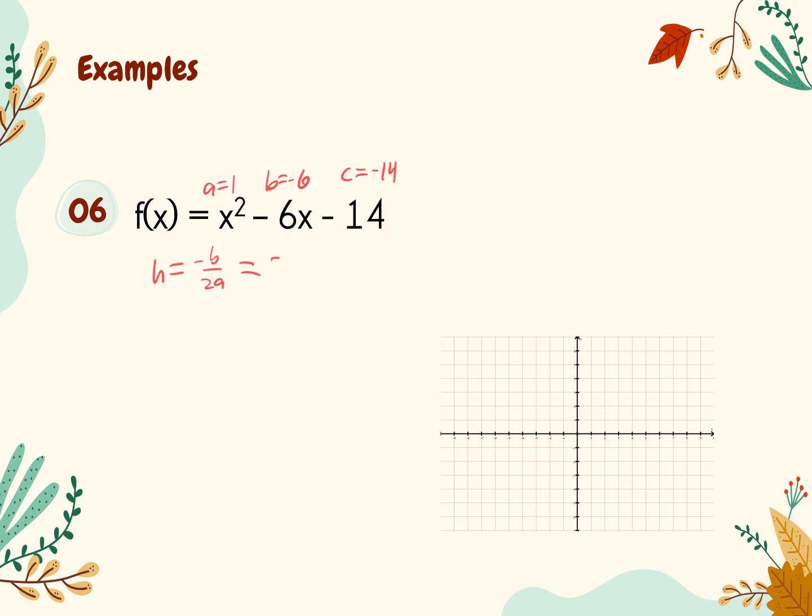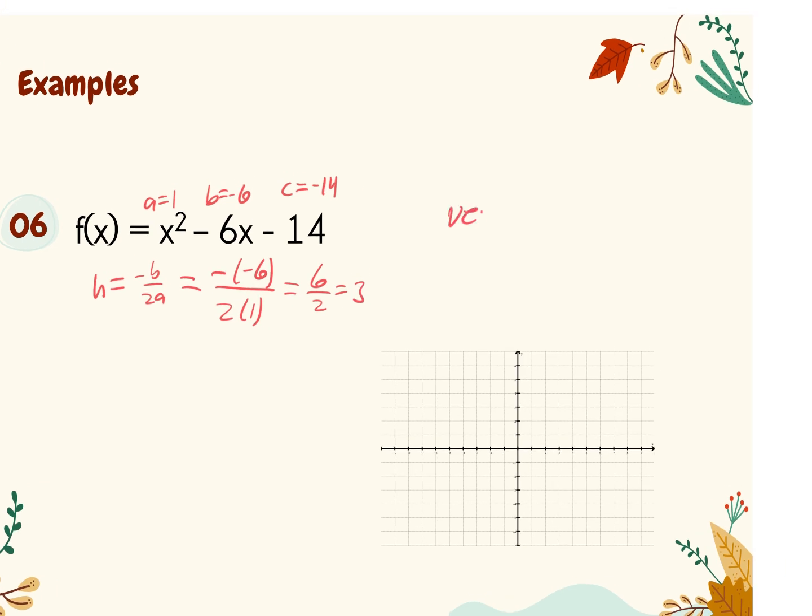And so we get negative 6 over 2 times 1. Negative 6 is going to get you a positive 6, and 6 over 2 is 3. So we get that the x-coordinate of our vertex, I'll write it over here. So our vertex, we have our x-coordinate is 3.